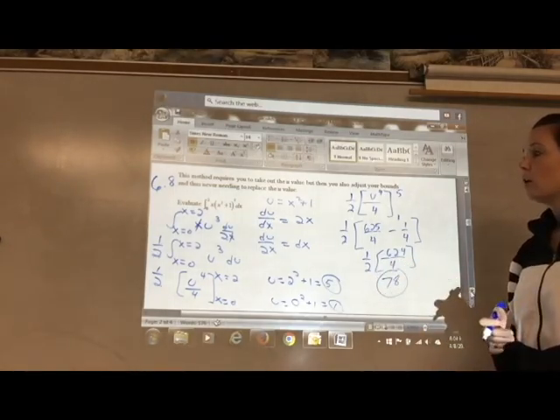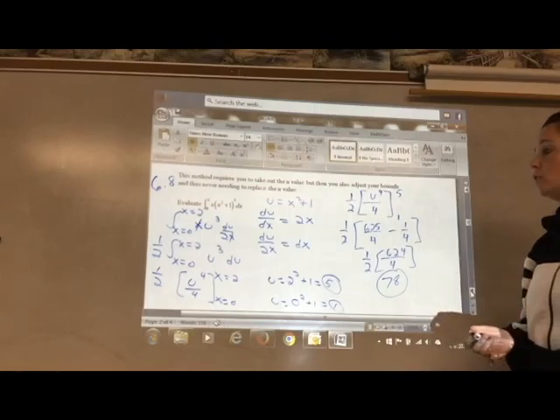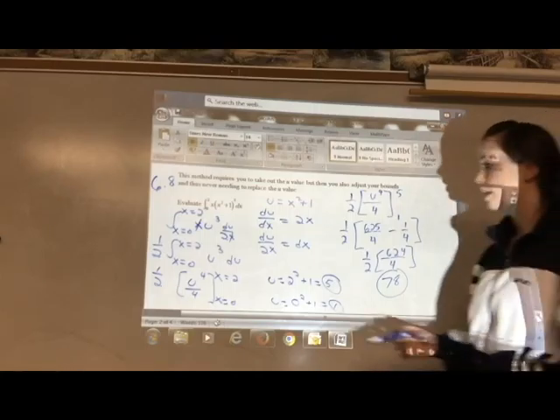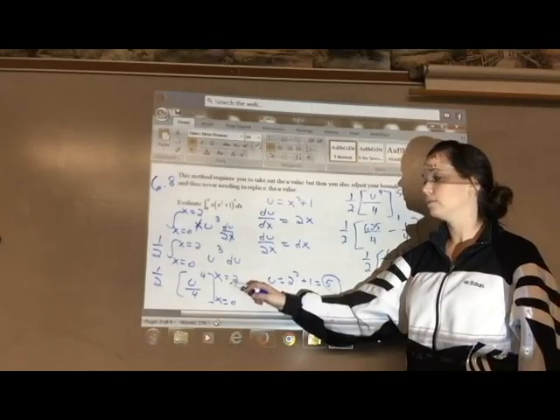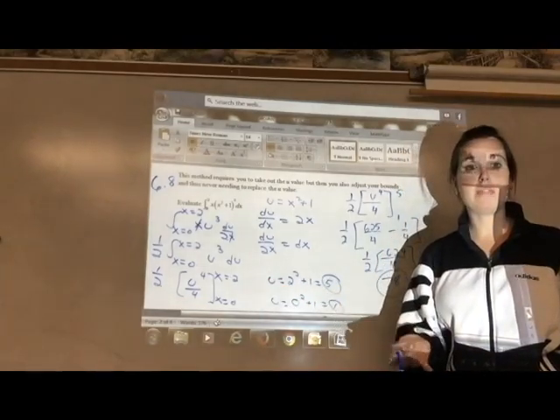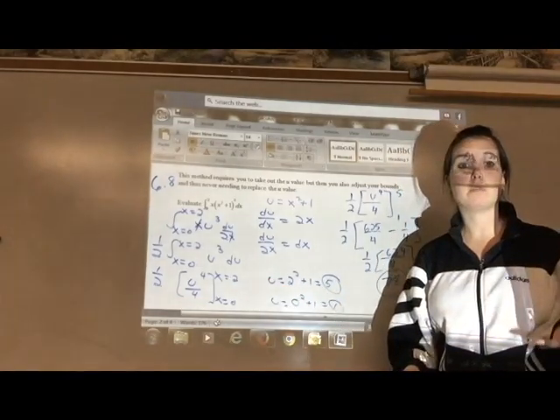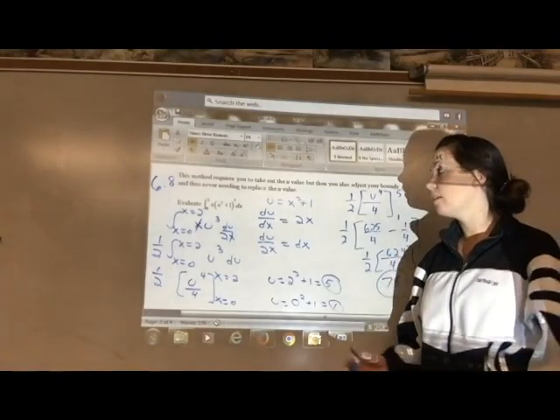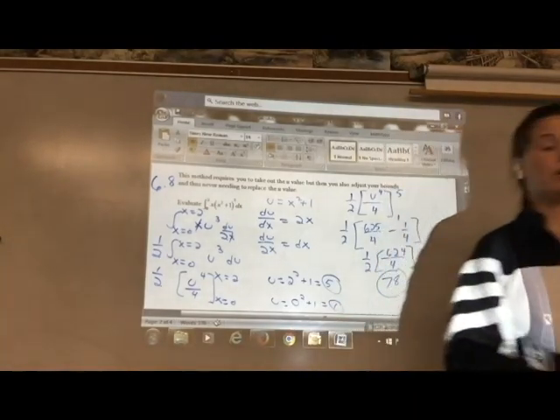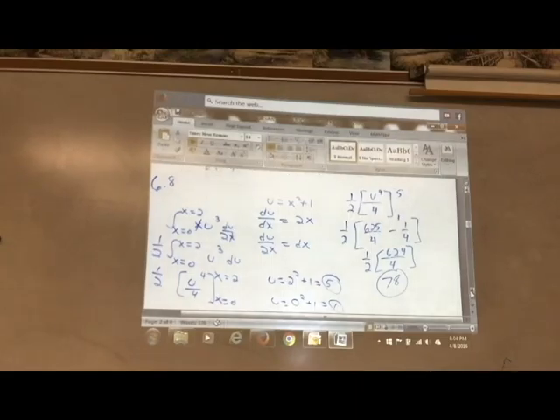Okay? So again, the difference would be, do you want to work with bounds that are x's, or do you want to work with bounds that are u? You can pick either method. Maybe in one case one might seem easier than the other. You just have to make sure that they match up, so be careful. Okay, next example.